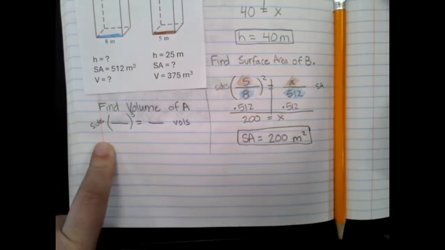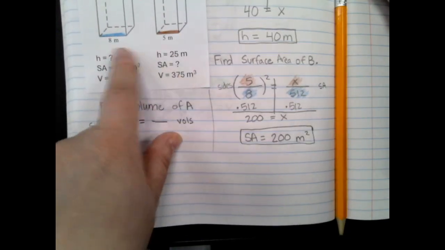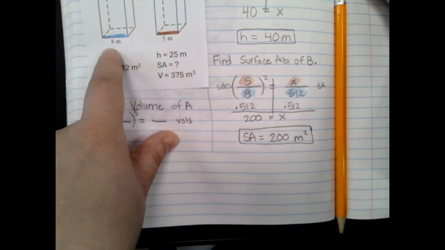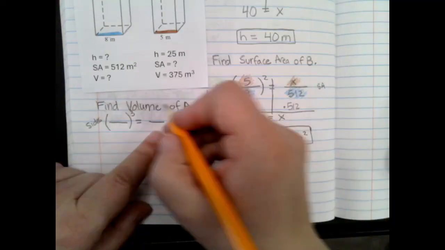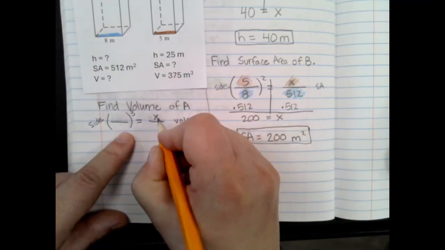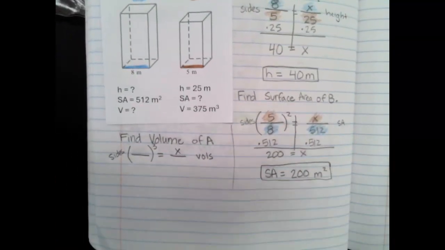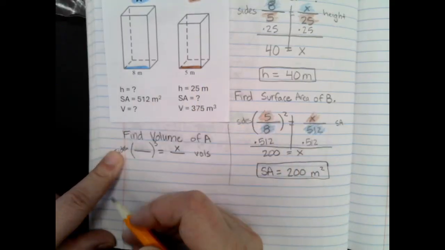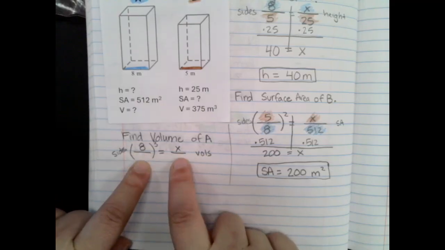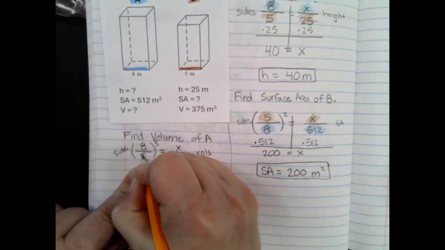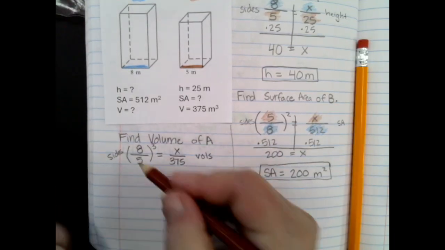Now the hardest part about today is going to be deciding, do I want 8 over 5 or 5 over 8? Do I want it A over B or B over A? And that goes with what we're missing. We're missing the volume of A. So I want A to be on top. I want A over B. So X goes on top. That's from A. What's my side that goes with A? The 5 or the 8? 8. So these have to match, 8 and X. Okay, and then on the bottom would be 5 and 375. Okay, we're always matching across.